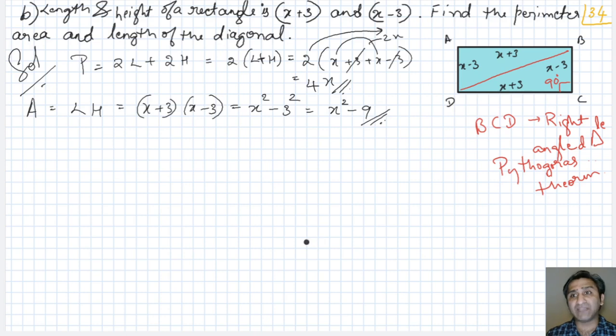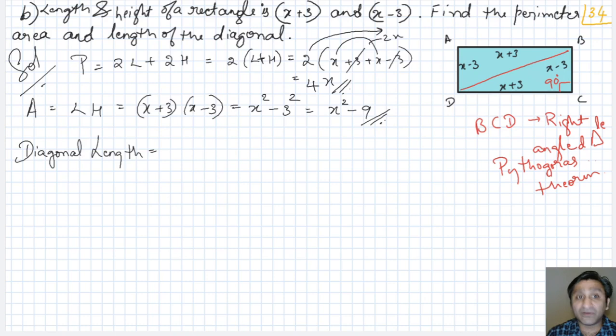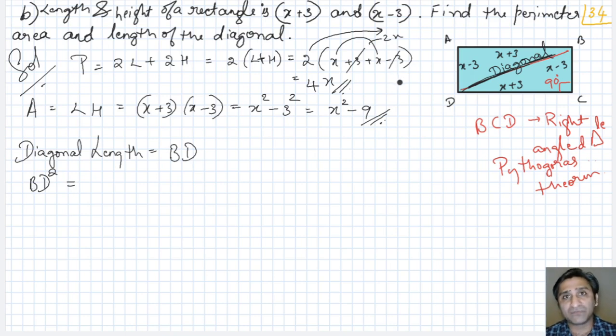Now let's find out the length of the diagonal. The diagonal length from the diagram is nothing but the length of the line BD, because that's your diagonal, isn't it? What the Pythagoras theorem actually says is that the square of the diagonal is equal to the sum of the squares of the adjacent sides.